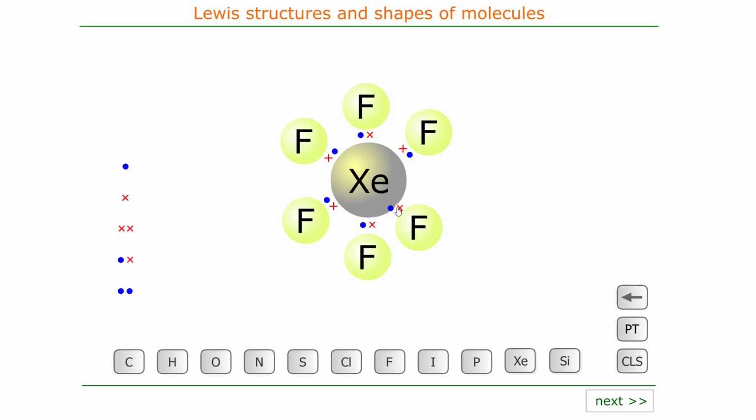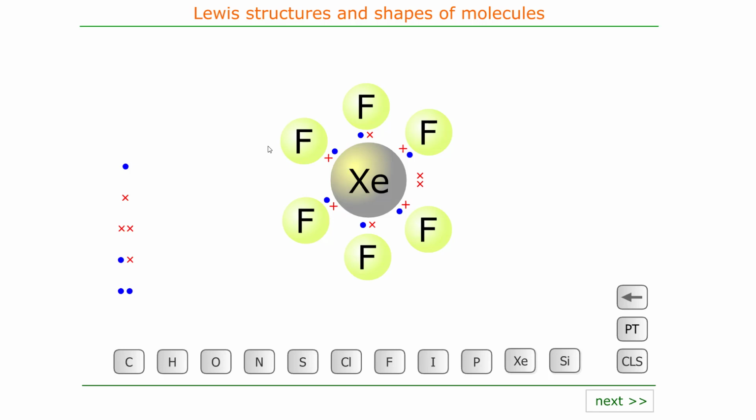Okay, so we'll add up the electrons that we've got. And remember, the xenon provides 8 electrons, and each fluorine is going to provide 1. So there's 1, 2, 3, 4, 5, 6 electrons from the fluorines. That means there's another pair of electrons somewhere. So this pair of electrons is going to have to go somewhere. We're going to have to put this pair of electrons into a place where it minimizes repulsion.